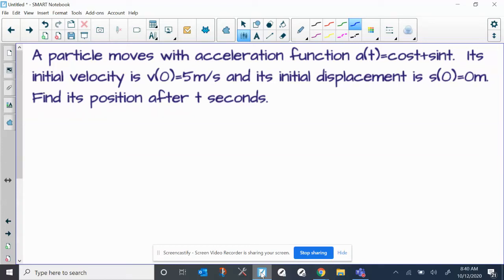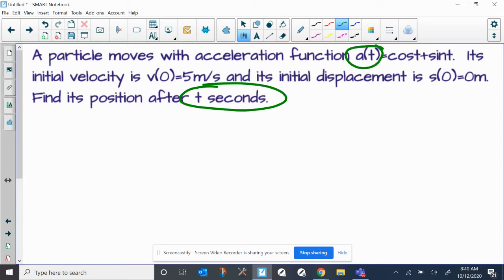A particle moves with the acceleration function a of t equals cosine t plus sine t. Its initial velocity is v of 0 equals 5 meters per second, and the initial displacement at time 0 is 0 meters. Find the position after t seconds. So first, when it says after t seconds, they're saying find the equation. So we are looking for the position equation, and we are starting with acceleration.